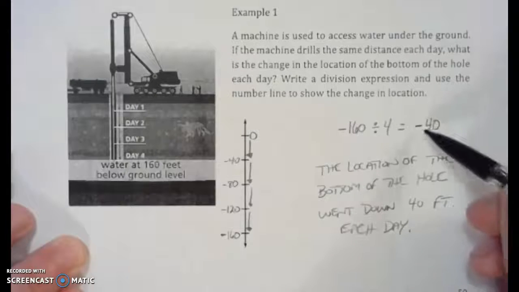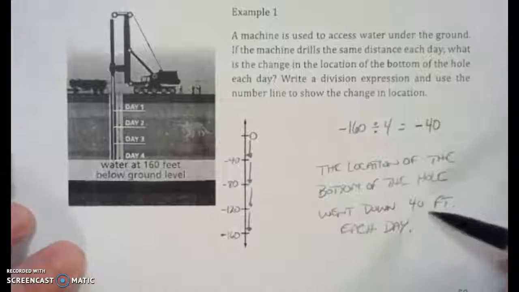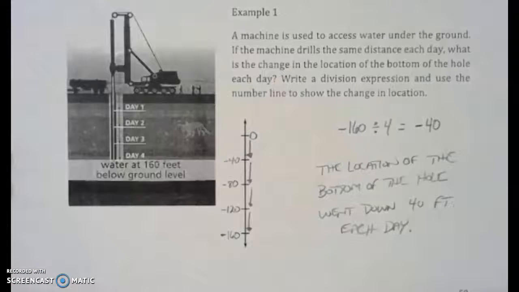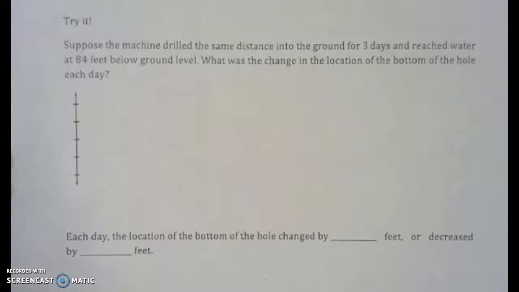Okay, I know it's a negative number, which means that it's going down 40 feet each day. In our next example, it says, suppose that the machine drilled the same distance into the ground for 3 days and reached water at 84 feet below ground level. What was the change in the location of the bottom of the hole each day?